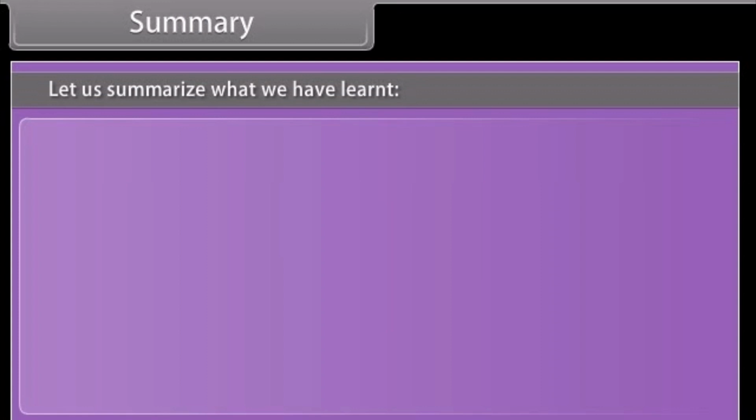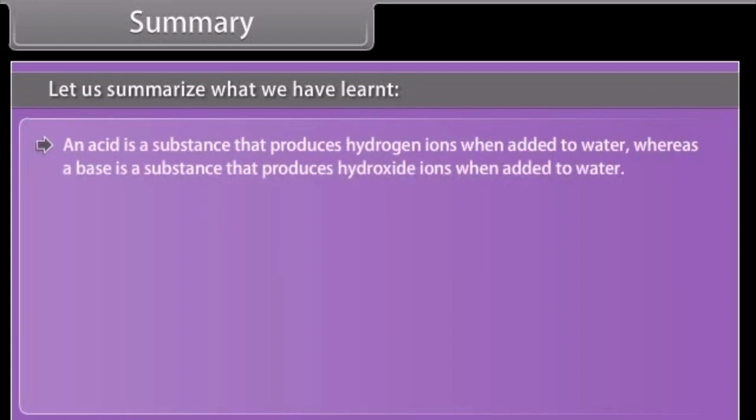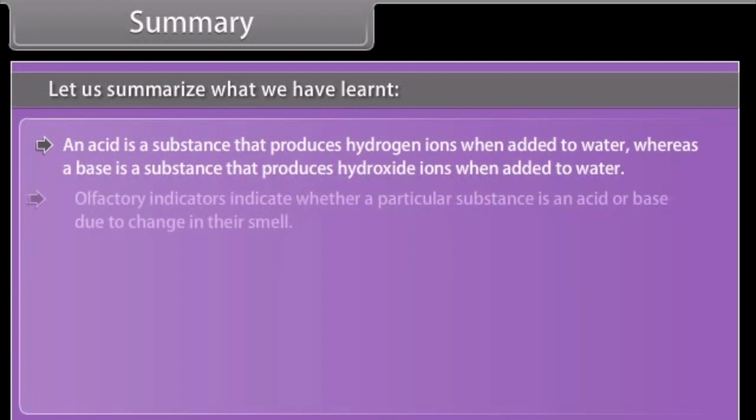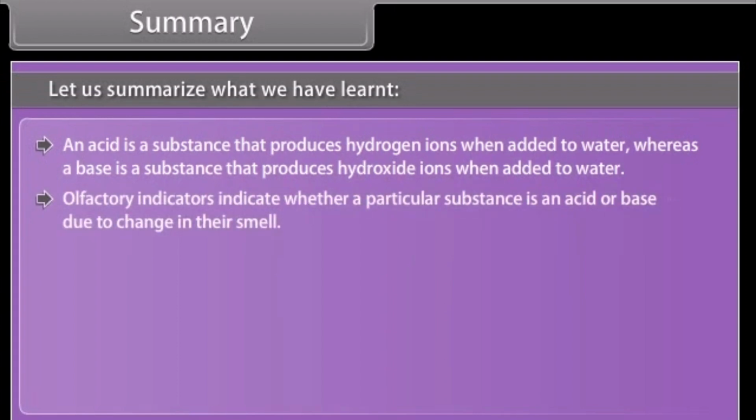Summary. Let us summarize what we have learnt. An acid is a substance that produces hydrogen ions when added to water, whereas a base is a substance that produces hydroxide ions when added to water. Olfactory indicators indicate whether a particular substance is an acid or base due to change in their smell.